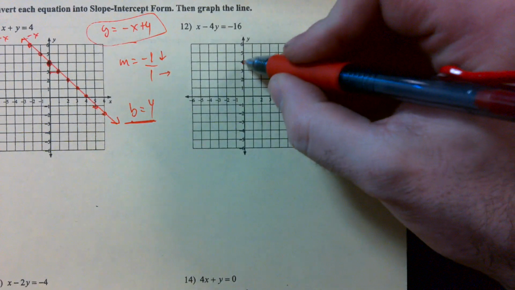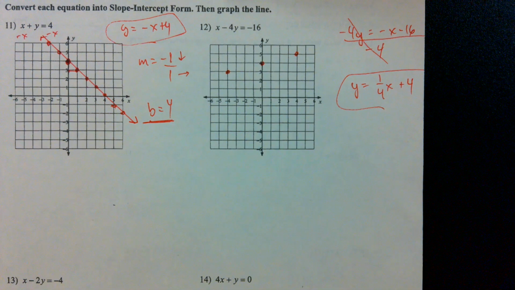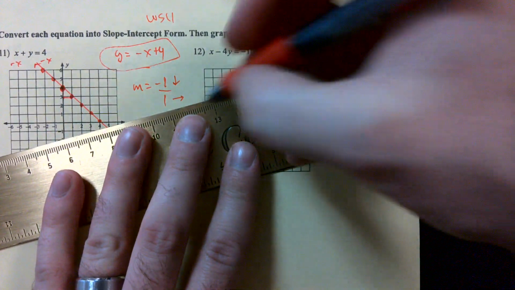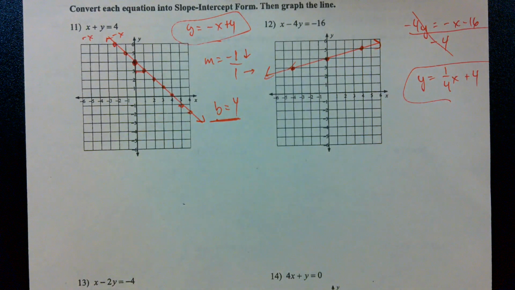Start at 4, up 1 over 4. Other way, down 1, left 4. My line should look like that. Yeah, there we go. I'll come back to the intercept thing, don't worry. And there's my line, number 12. Number 13 will work.